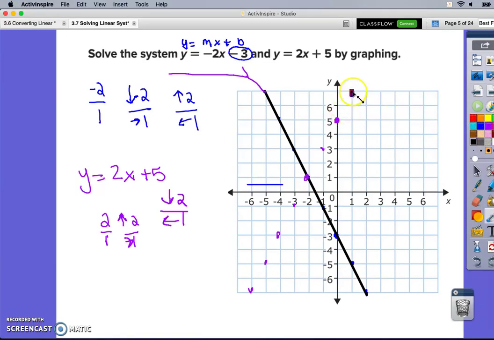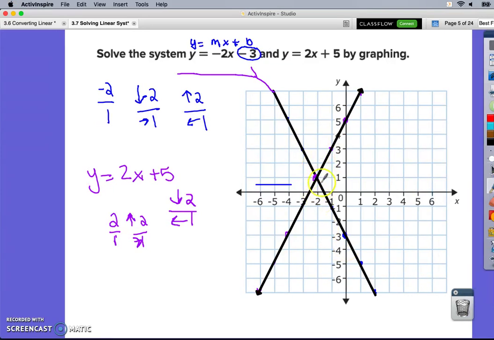From here all the way through here. And I see right here is where my two lines meet. This is the solution to the system of equations.